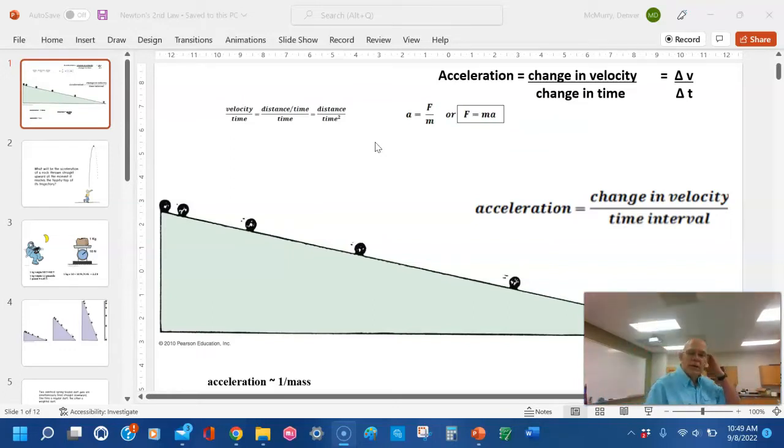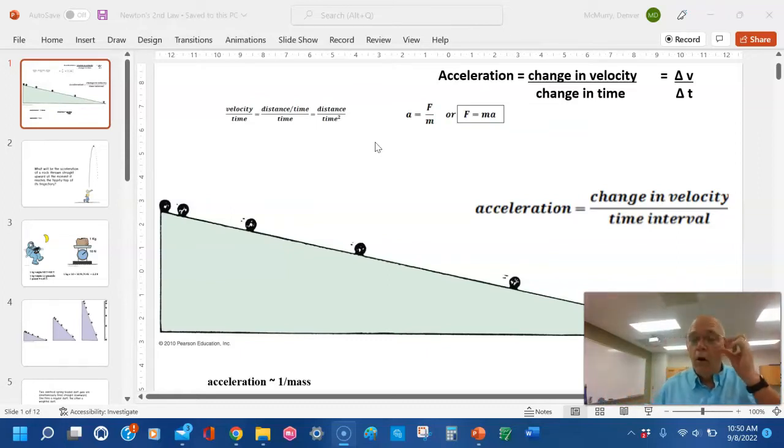Keep in mind that acceleration, if it's 0, just means that you are not speeding up and you are not slowing down. It does not mean that you are not moving. Acceleration can be 0. Now, if your velocity is 0, yes, then you're not moving. But acceleration of 0 just means that you are not increasing or decreasing.